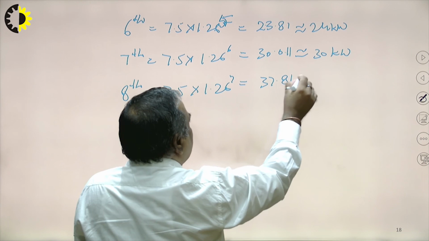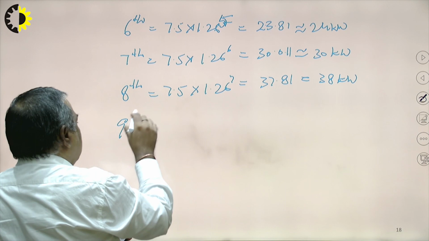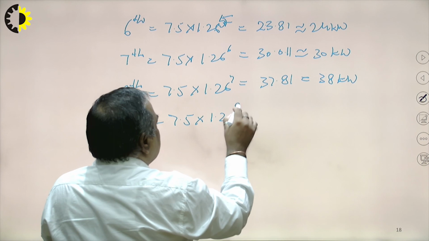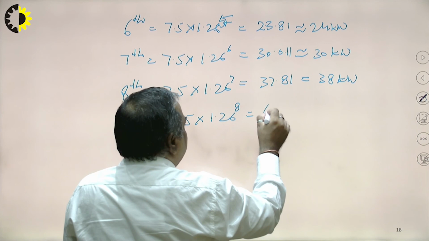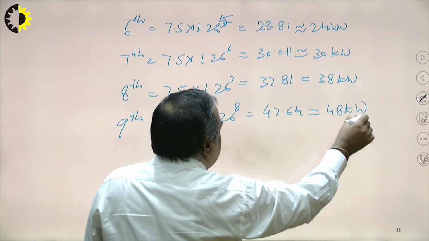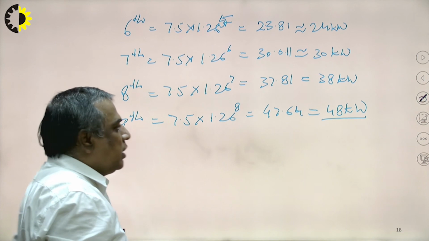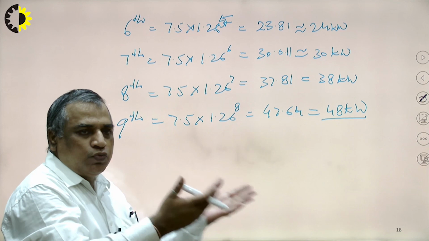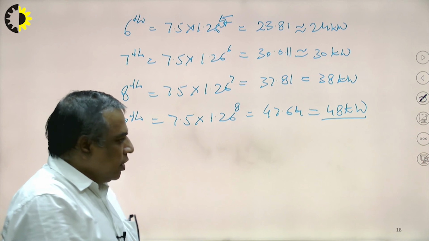And ninth model, 7.5 multiplied by 1.26 to the power 8, 47.64, is equal to 48 kilowatt. So thus, we can increase the models if we are moving to the next series. And now, within the same range, if we need to increase the models from 9 to 15, then we will use the R20, and similarly further. And this is the way we decide.